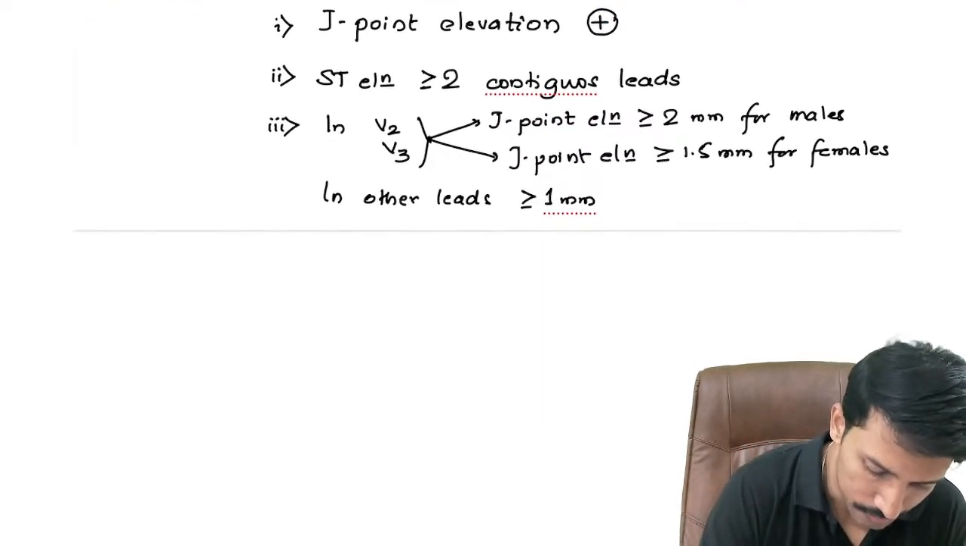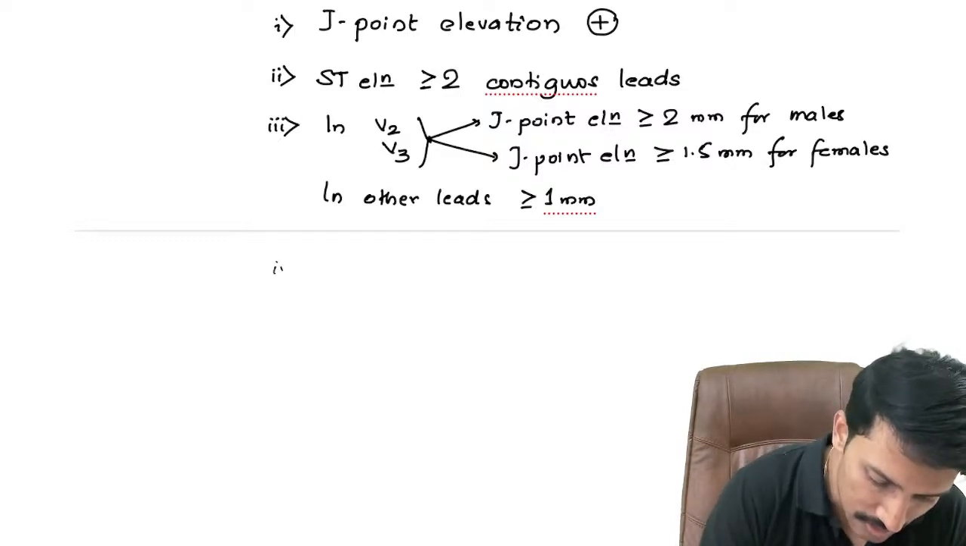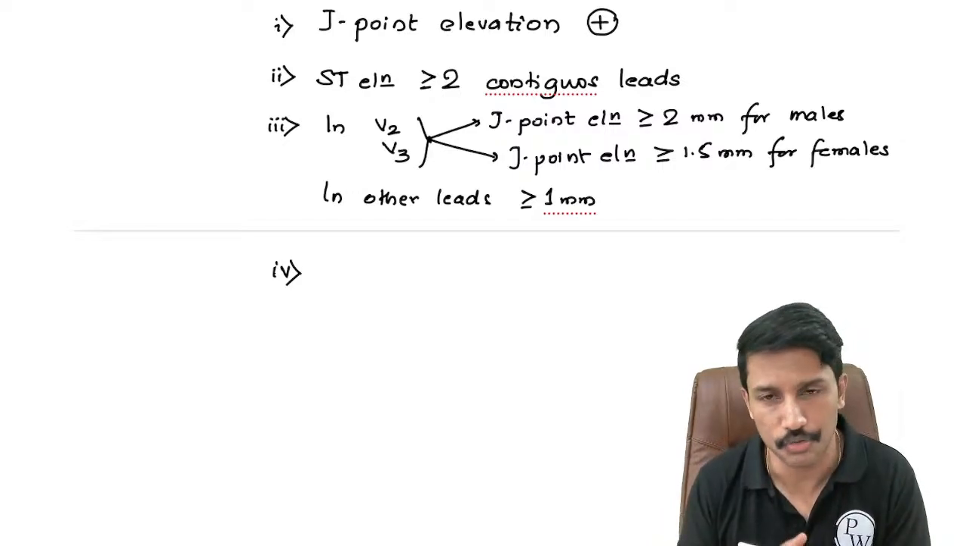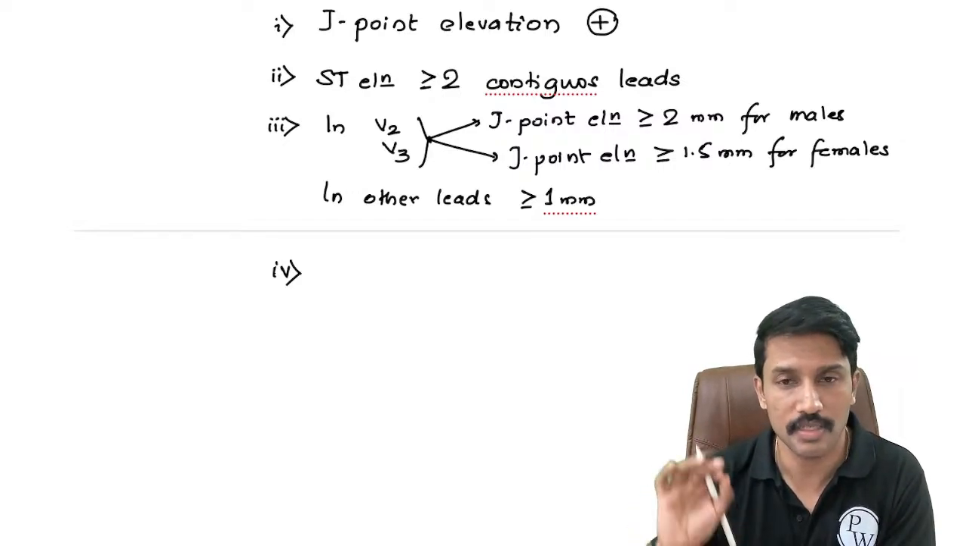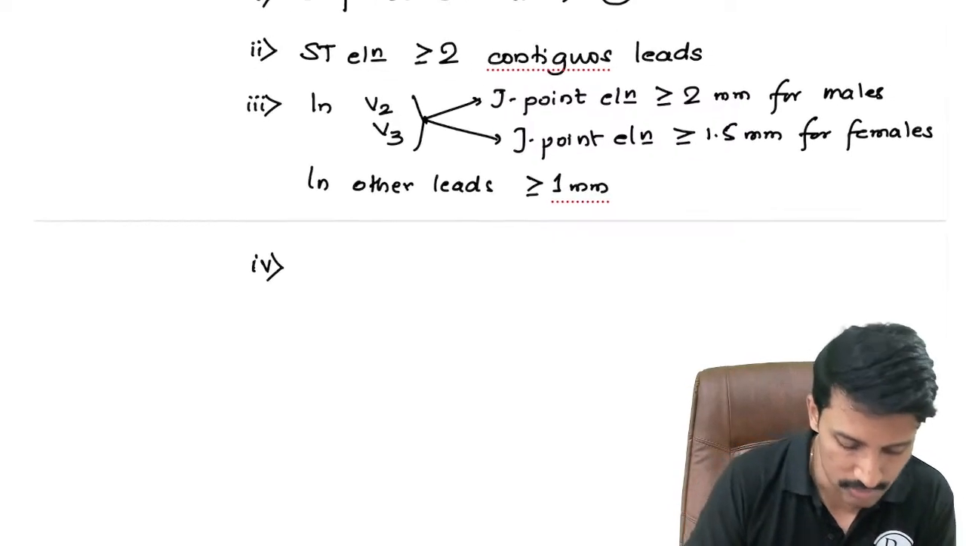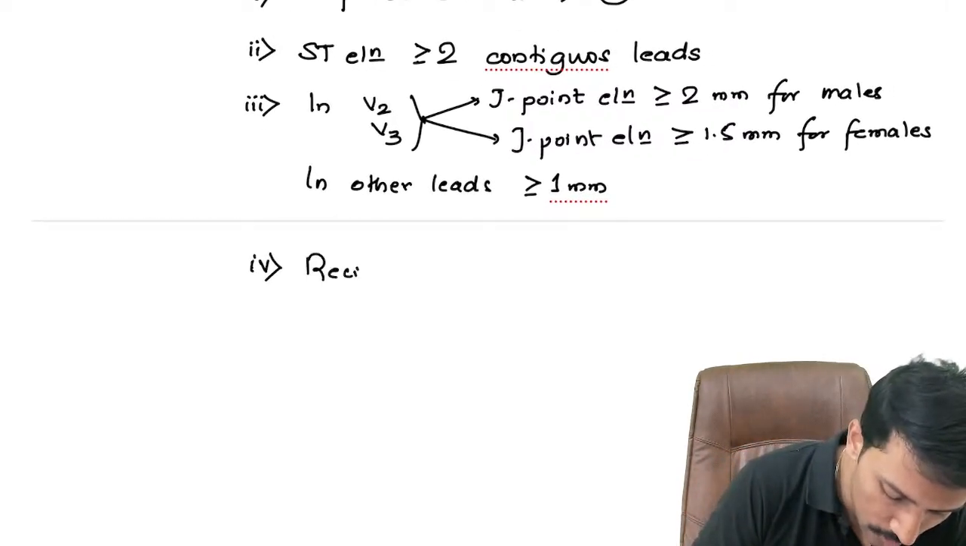Now there is a last point. And on an ECG, this last point is the surest sign of STEMI. If any teacher asks you, what is the definitive sign of ST elevation MI on the ECG? The last point that I'm going to tell you, that is the surest sign. What is it? Presence of reciprocal changes.